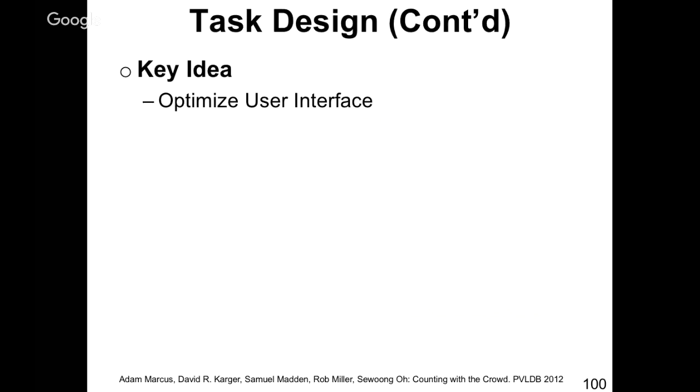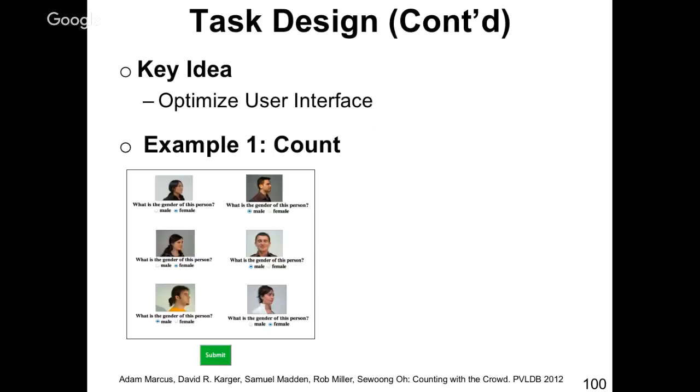So the key idea of task design is how to optimize the user interface. And there are 2 advantages of optimizing the user interface. One advantage is it can reduce the work time. Suppose a crowd worker spent 1 minute on your task. If you optimize the user interface, they may only spend, say, 10 seconds on your task. Then you can pay this crowd worker less money for this task.